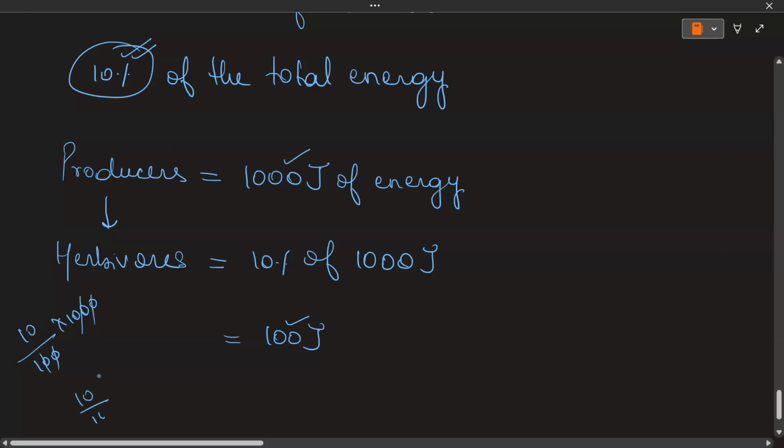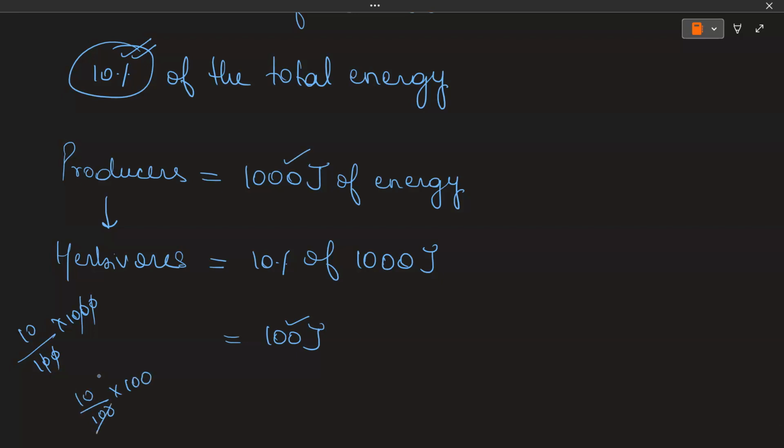And then 10% of 100 is how much? It will be 10 joules, not percent, joules. Joules is the SI unit. So now we can see that for the smaller carnivores, the amount of energy that is reaching there is now even less, and it is 10 joules. So we began with 1000 joules, but now we are at 10 joules.